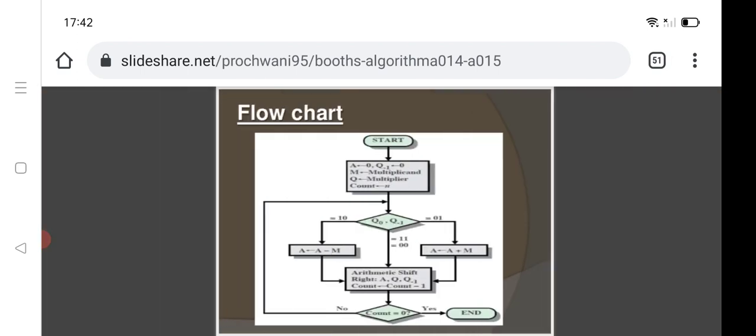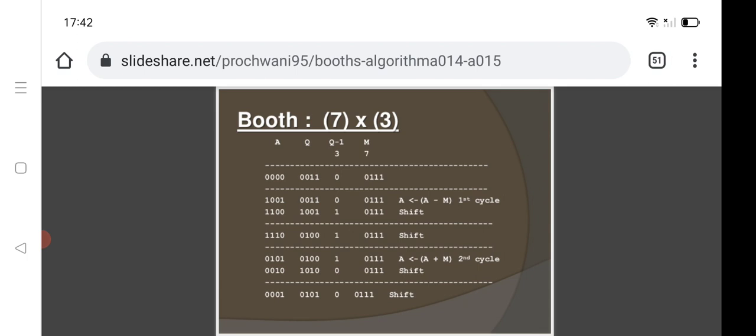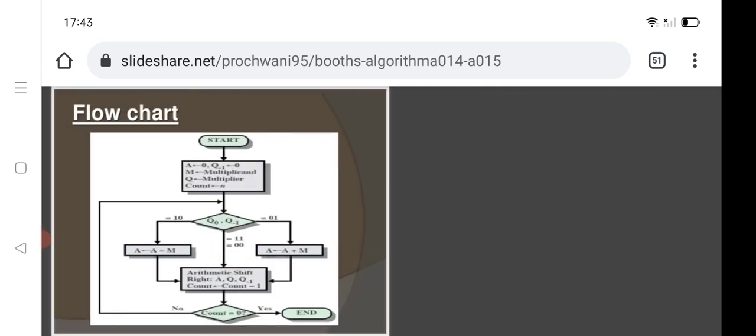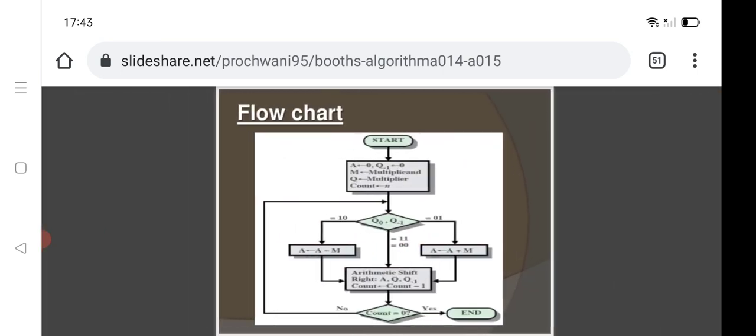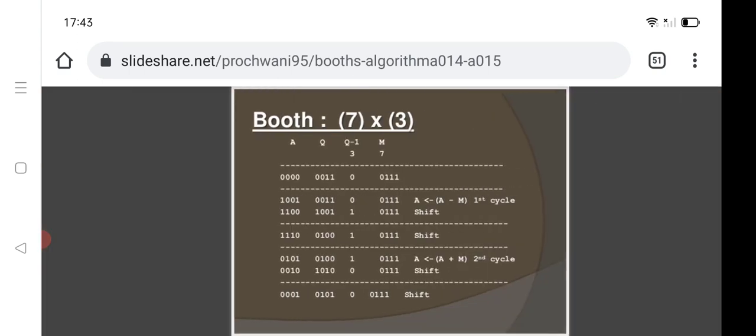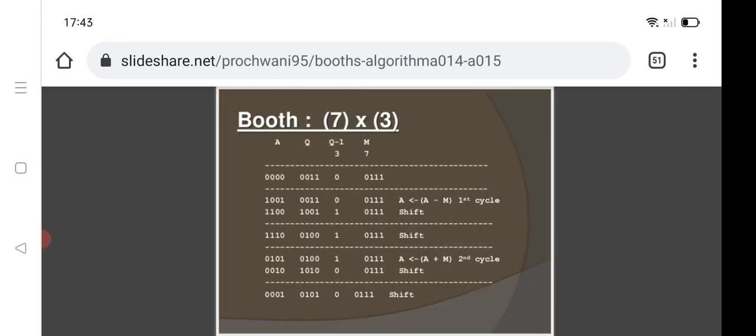Okay, now next I need to check my Q naught and Q minus 1. What is my Q naught value here? 1, and Q minus 1 value is 0. When it is 1 and 0, what happens here? 1 and 0 means I need to perform A is equal to A minus M. So what is my A value here? A value is 4 zeros. M value is 0, 1, 1, 1. So in the first cycle, I need to perform A is equal to A minus M.